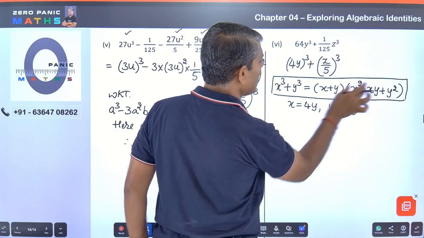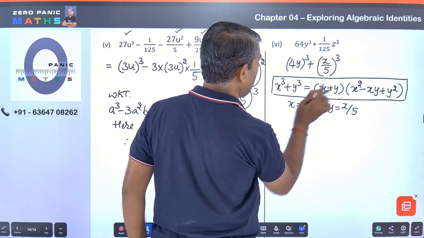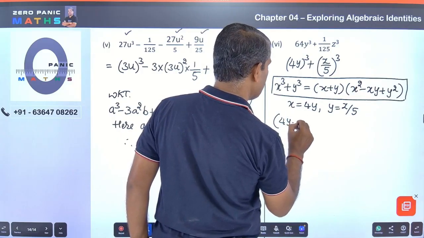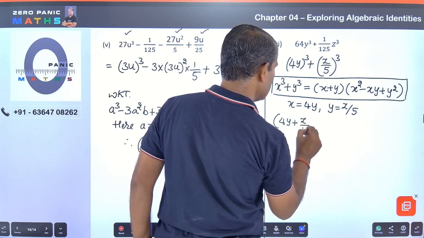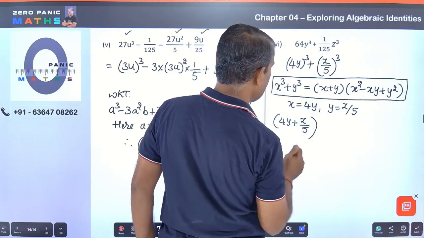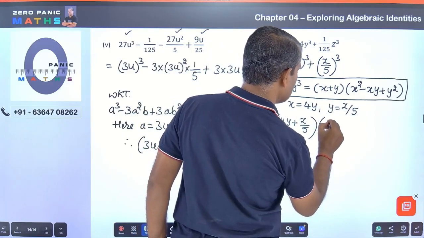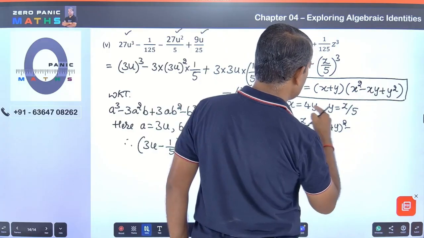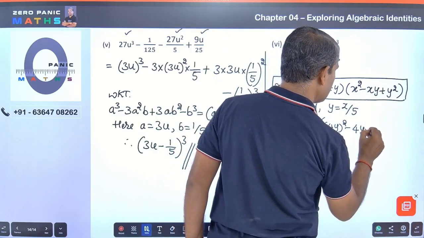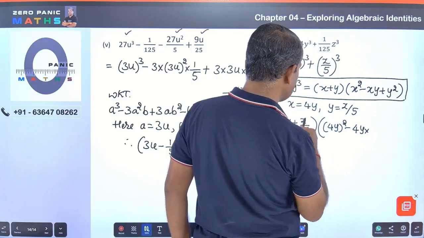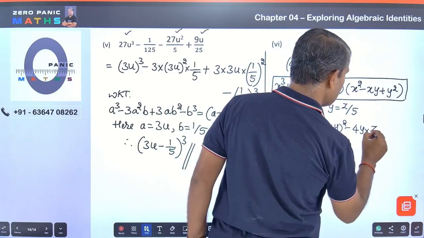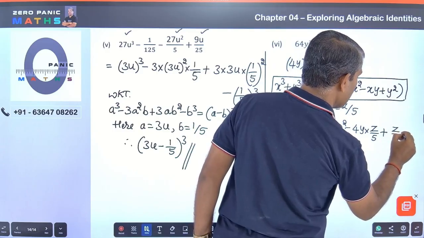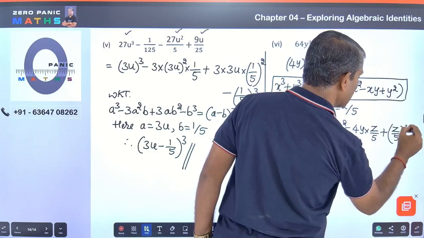Let us substitute those in the expanded version. It is in the left side version. Okay, we have to expand this in the right side version. It is 4y plus z by 5. It is x plus y, okay, and x square, that is 4y whole square, okay, minus xy. What is x? X is 4y. Do it carefully. Again, I'm telling you, y is z by 5, that is xy, minus xy, plus z by 5 whole square, that is y square.